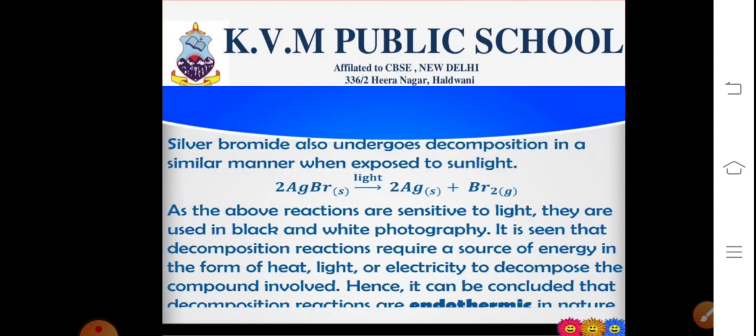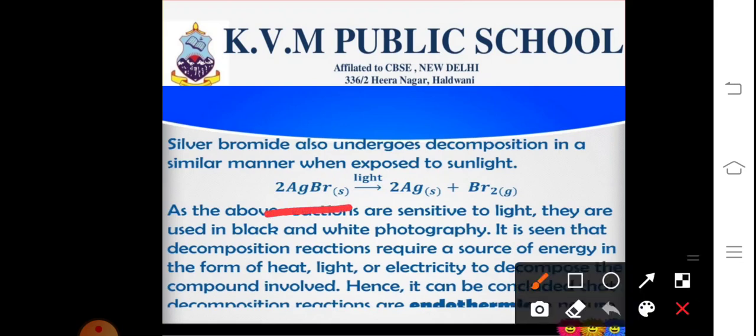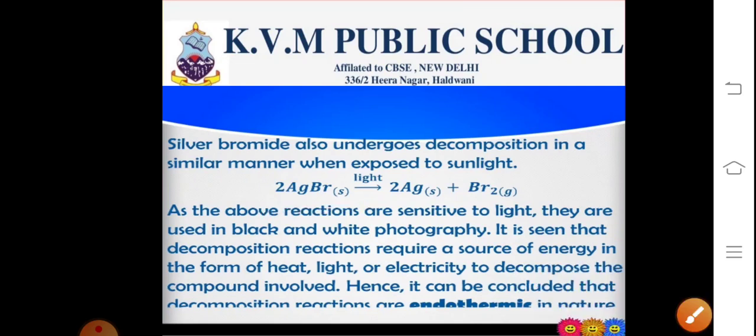The next example to explain this concept of decomposition by sunlight is that of silver bromide. Silver bromide decomposes in the presence of light to produce silver and bromine. These reactions are used in black and white photography. The decomposition reactions require energy in the form of heat, light or electricity for breaking down the reactants. The reactions in which energy is absorbed are referred to as endothermic reactions.